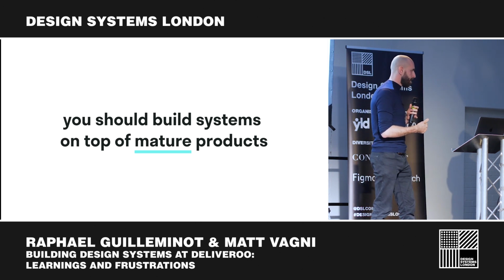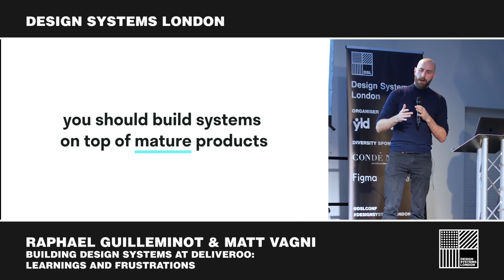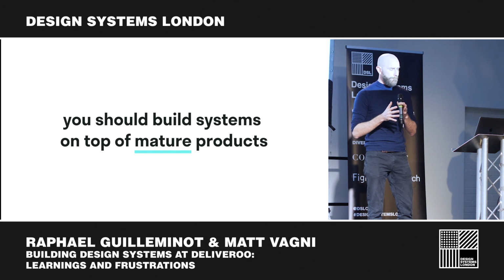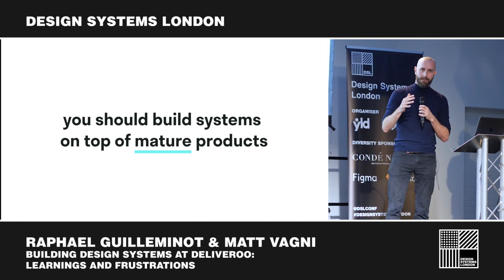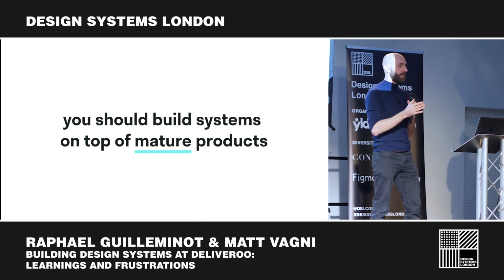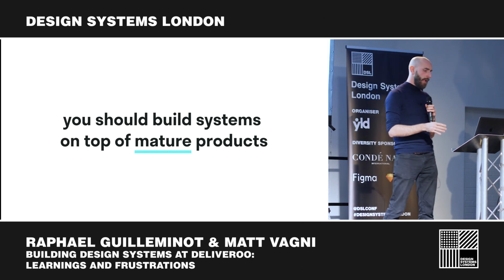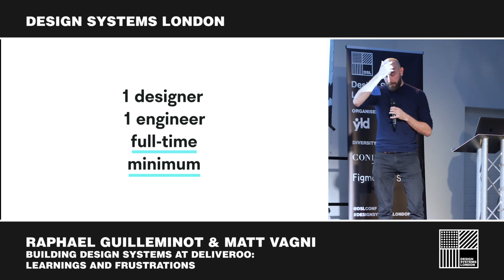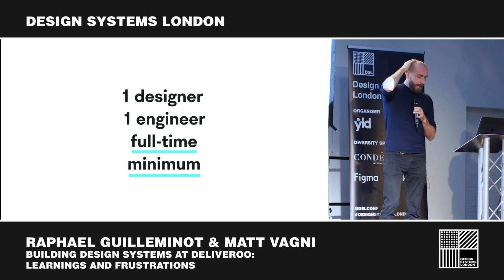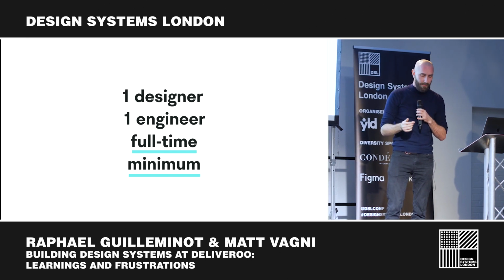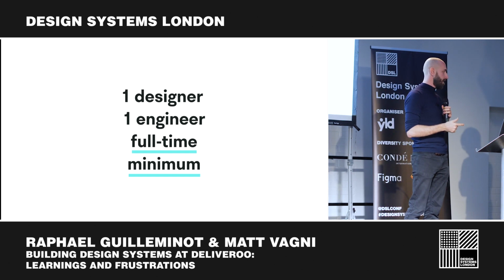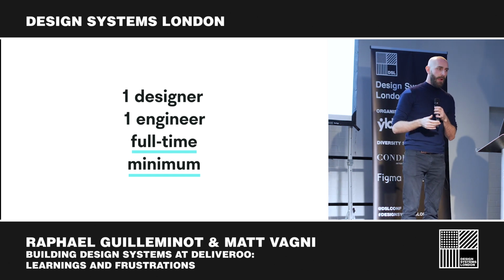When we were building our design system, we were in a situation where specifically our consumer products were still shifting around a little bit. And it made building a design system quite hard because effectively you're shooting for a moving target. What we've also found, and we paid the price for that quite a bit, is that if you're thinking of spinning up a team, you're most likely to succeed if you have at least one designer and one engineer full-time minimum.